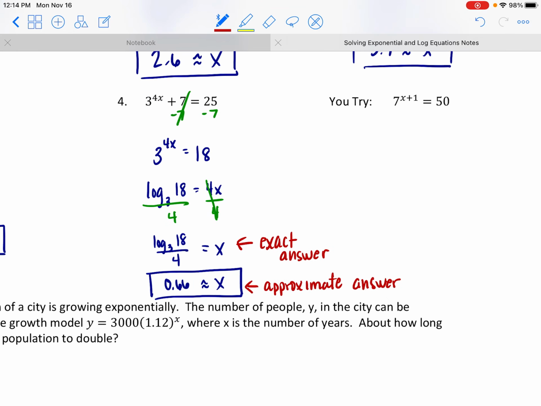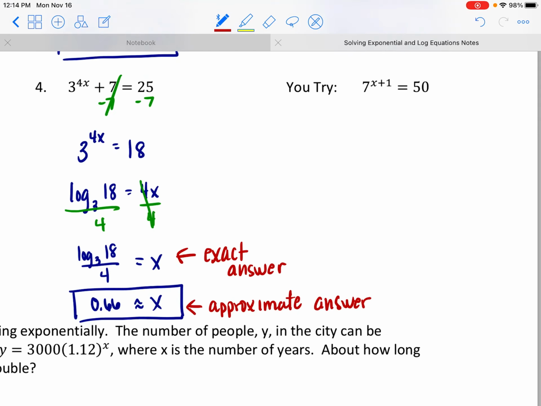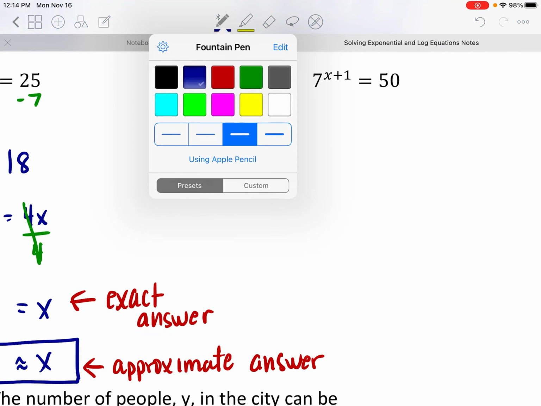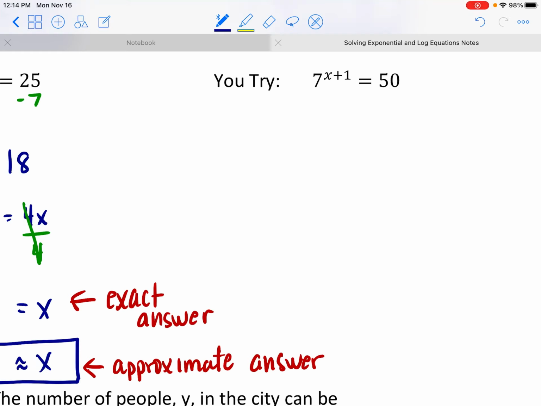And here's one for you to try. Okay, so if you're feeling confident with this so far and you want to give the next one a shot, pause the video and try it out. So there's a plus 1, but I can't get rid of that plus 1 first because it's with the exponent. So I'm going to go ahead and rewrite this. This is going to be the log base 7 of 50 equal to x plus 1.